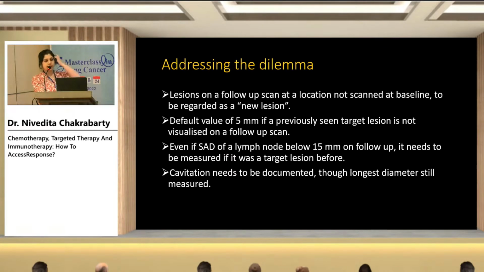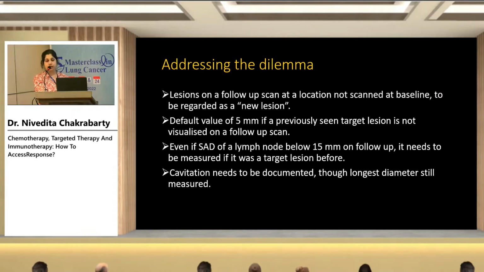Now, addressing the dilemma. Lesions on a follow-up scan at a location which was not scanned at baseline should be regarded as a new lesion. Second dilemma: a default value of 5 millimeters should be given if a previously seen target lesion is not visualized on a follow-up scan. You should not give a value of 0. A 5 millimeter default should be given.